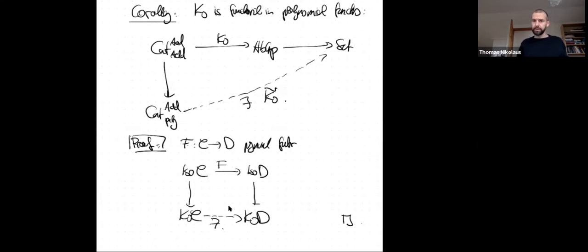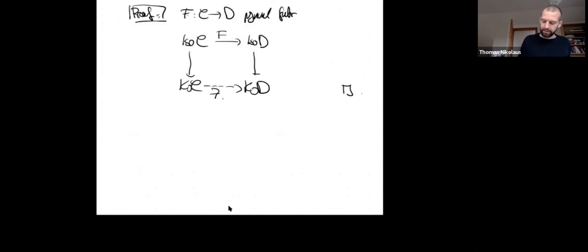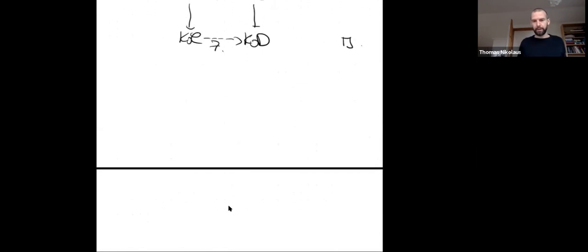Okay, so that is a systematic way of getting the fact that you can apply K-theory to polynomial functors and not just additive functors. And now I can state the main theorem that we prove. Theorem.